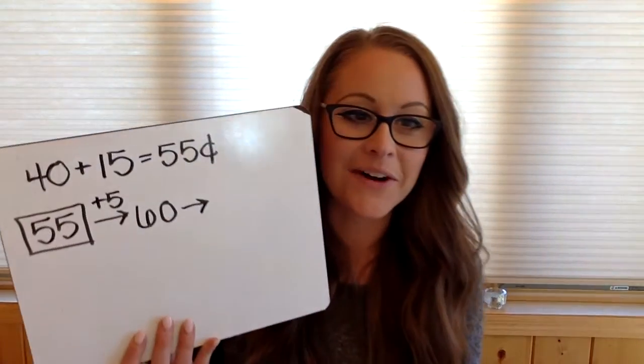Okay, now we're going to make ourselves another arrow just like this. And we're going to skip count by tens to get us to 100. So we're at 60, so we'd say 70, 80, 90, 100. 4 tens, which is 40, right?